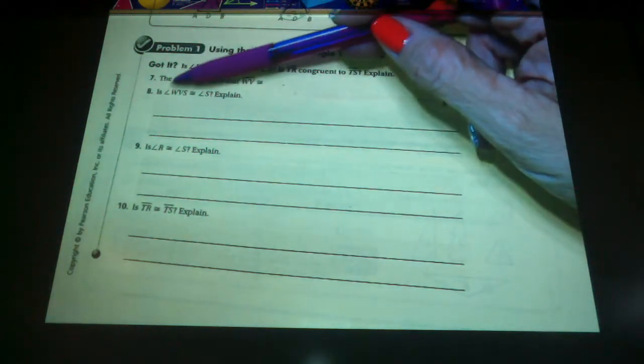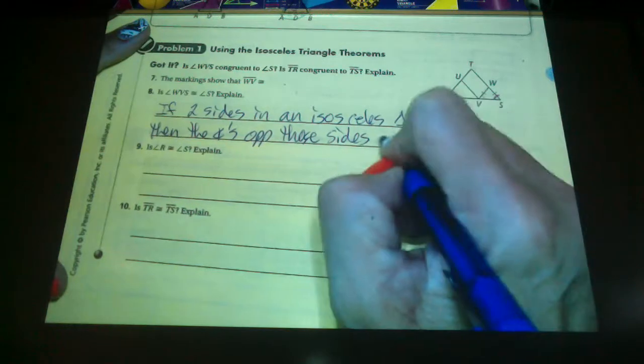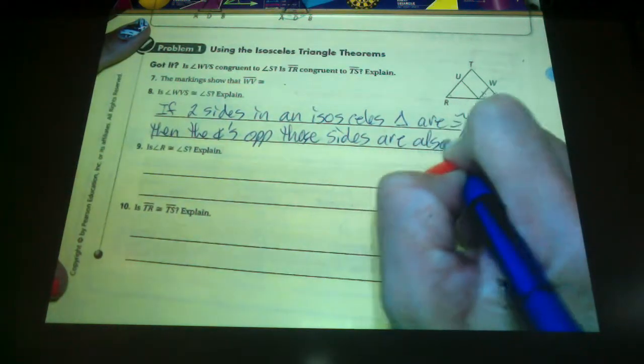So the question says, is WBS congruent to S? Well, yes. The explanation is your theorem from above. If two sides in an isosceles triangle (there's "sos" in the word isosceles) are congruent, then the angles opposite those sides are also congruent.